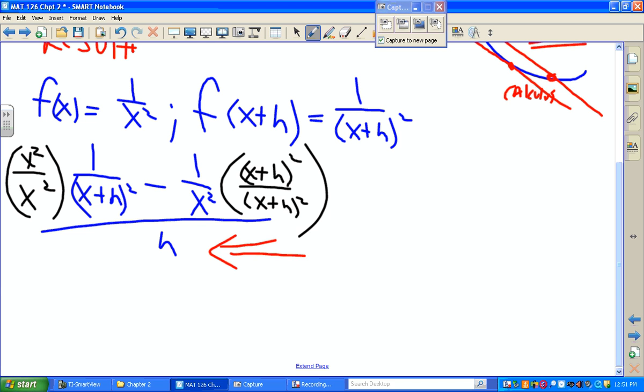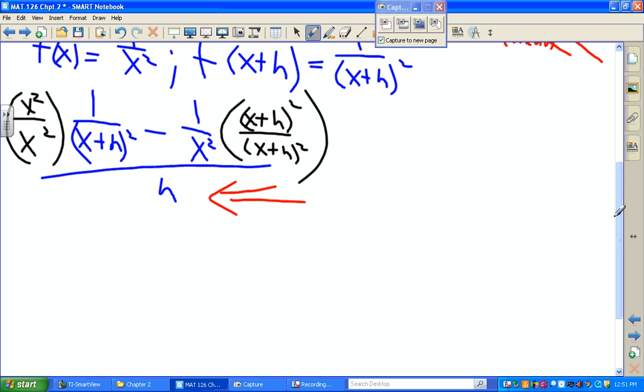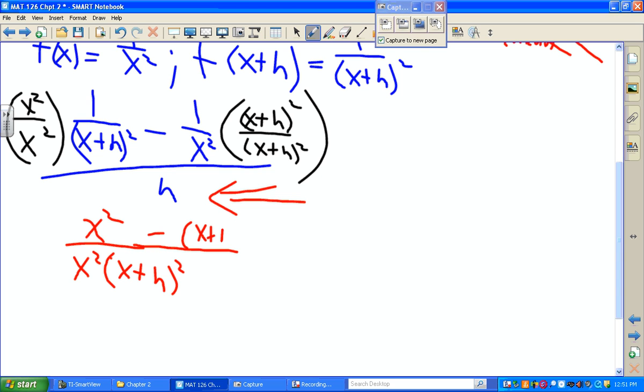That long bar means what? To divide. Watch how I'm going to rewrite this. I'm going to rewrite this as x squared plus, let's see, here we go, x plus h squared minus x plus h squared, divided by h. Okay? That's how I'm going to write it. I choose to write it that way.